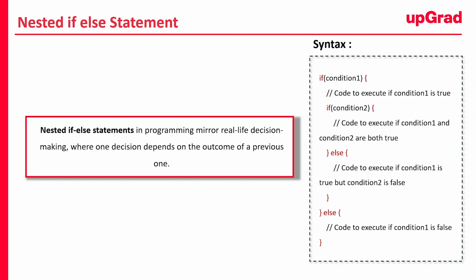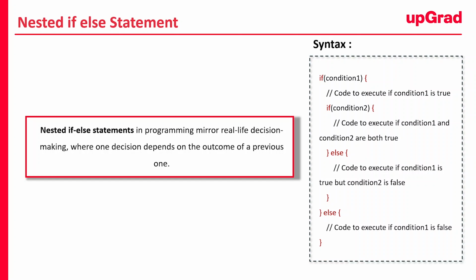All right, now let's say the condition 2 is not satisfied. In that case, this else block that we can see on the screen will execute. We also mentioned code to execute if condition 1 is true but condition 2 is false. So this is the else block for the condition 2 if. Now, as we can see, the last else block will execute only if condition 1 is also false.